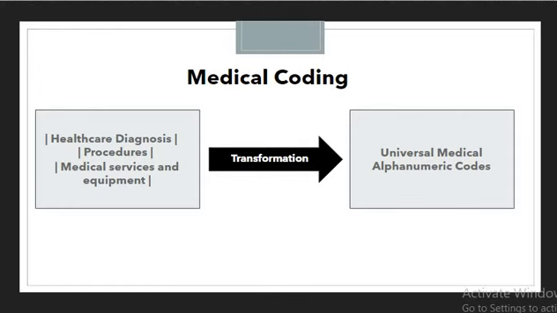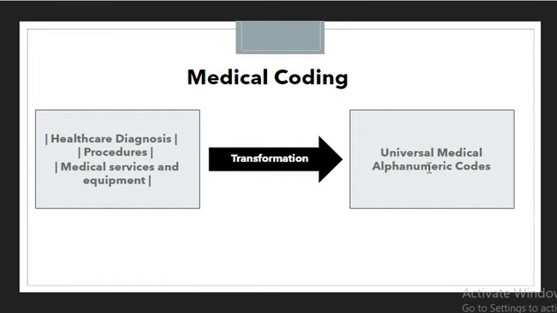If you look at the right side box, we are using one term, alphanumeric. What does it mean? It means the codes are created by a combination of characters as well as numeric values. And you can see here it is mentioned universal medical. It means it will be followed throughout the world.